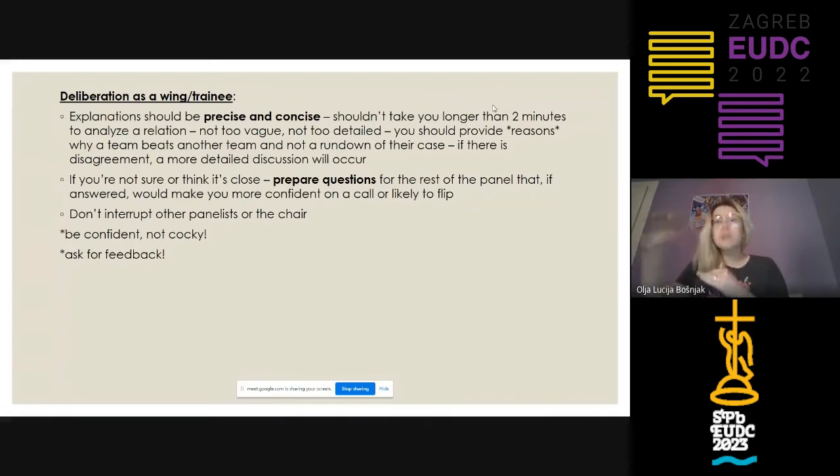To be structured with these simple reasons is also on the side of caution. If the chair doesn't understand something or thinks it's vague, they're just going to ask you, hey, could you elaborate on this? And that's completely fine.